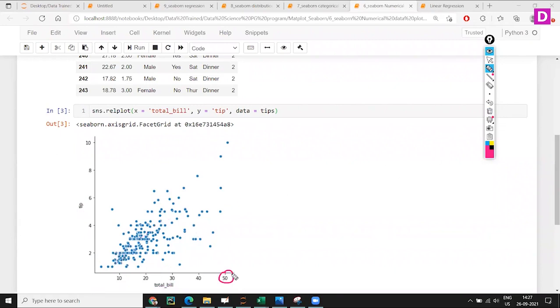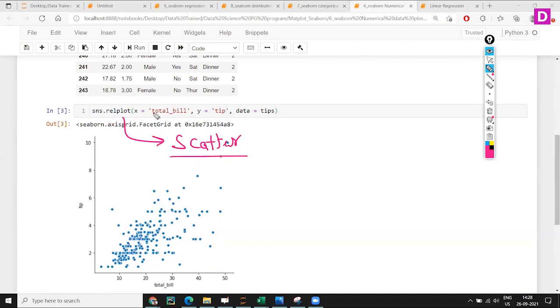If a customer is making a total bill of $50, you see that most of the time the range is $6 or $7. I think this guy is maybe somewhere around $45, right? If I talk about $50, that particular person paid around a $10 tip. So this kind of a relation I will be able to establish using a relational plot. If there is no relation, maybe my data will be scattered here and there. And it is very close to a scatter plot.